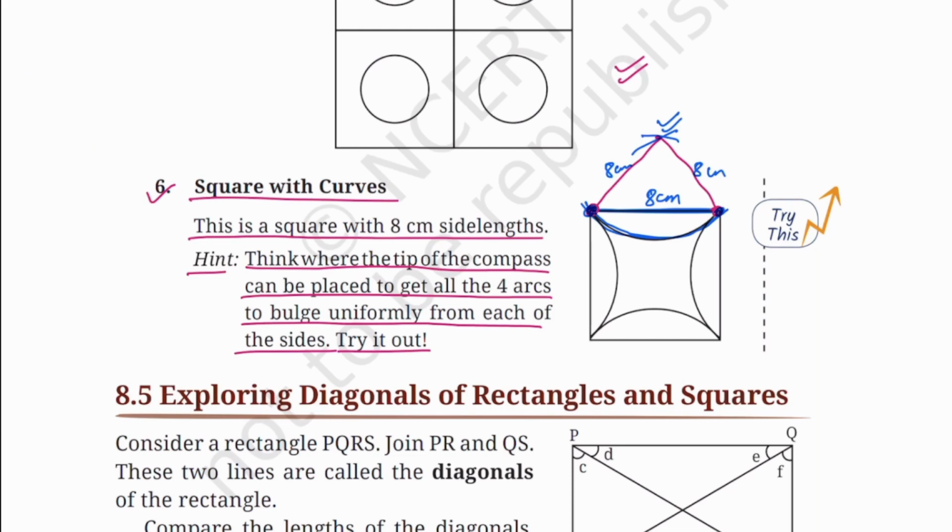Similarly, you can draw arcs meeting at this point, taking length 8 cm, and draw an arc like this. Similarly, here, like this.